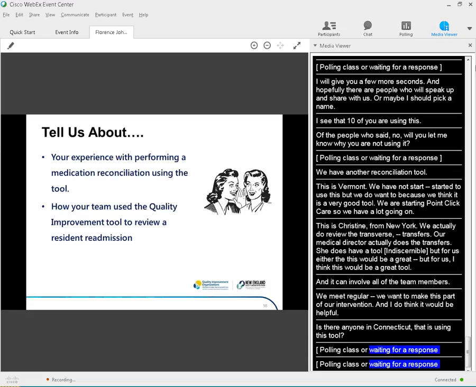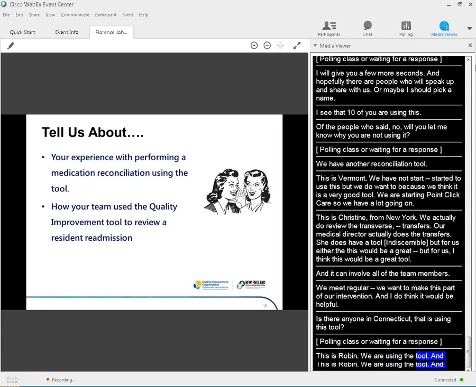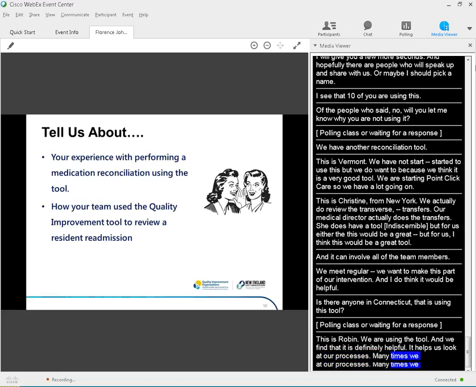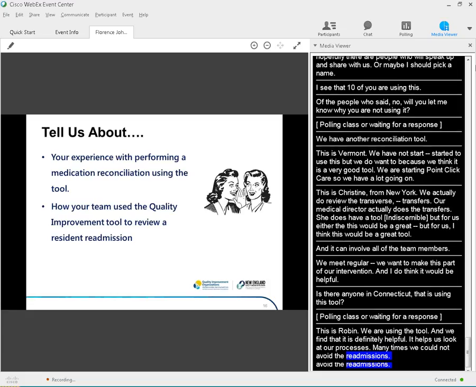Hi, Robin. Hello. We are using the tool, and we find that it's definitely helped us look at our processes, and a couple times, not that we could have prevented the hospitalization, the readmission, but it's shown us a couple things that we've done that our director of nursing has decided to change our processes just to keep a closer eye on folks when they first come to us from the hospital to begin with.